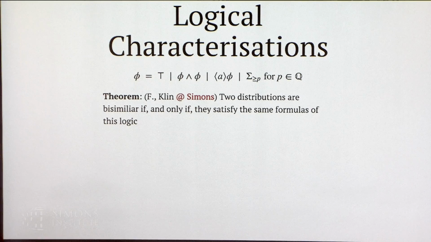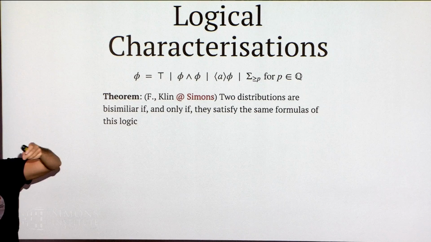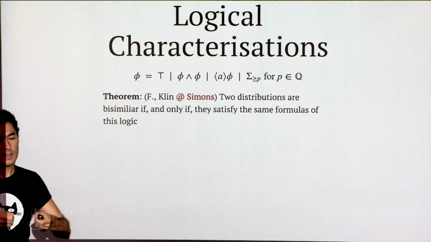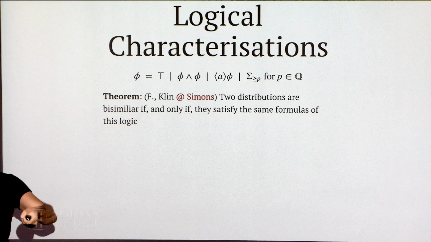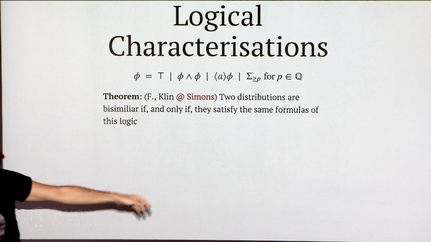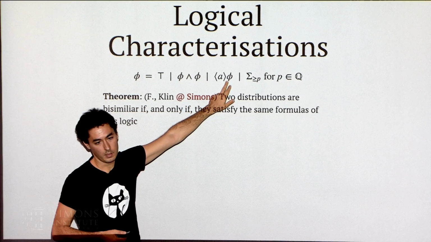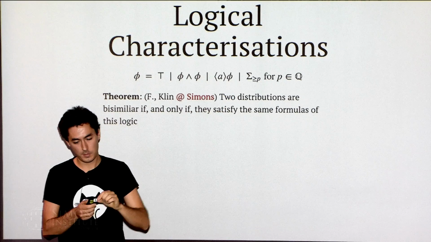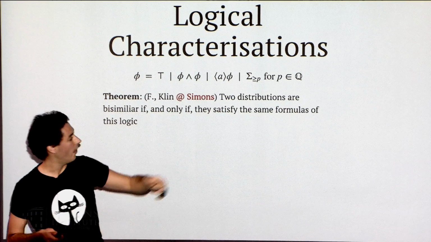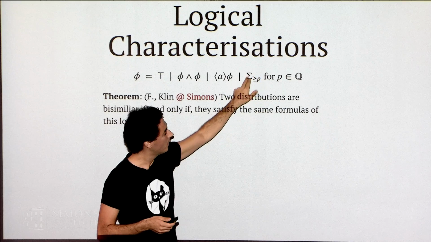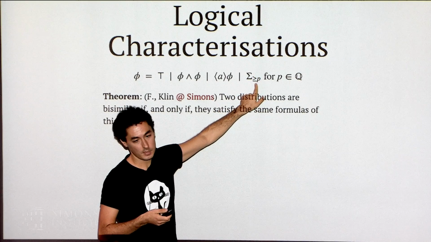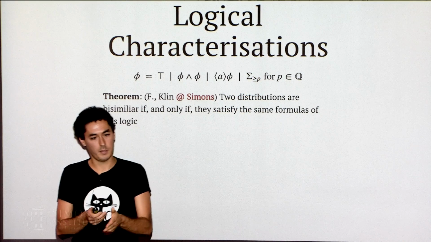Your diamond doesn't have any probability on it? No, it just says there exists a distribution. So if I read letter A, then there exists a distribution such that from there we satisfy phi. So it's really the non-deterministic part. And the probabilistic version is really here, when you're looking at the weight of one distribution.